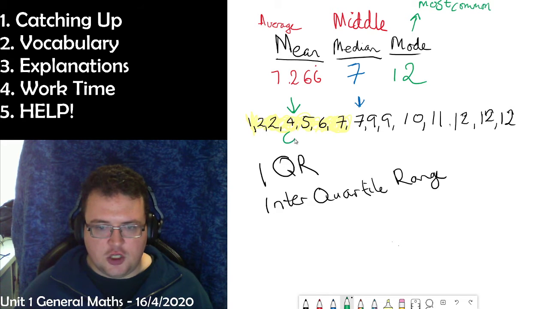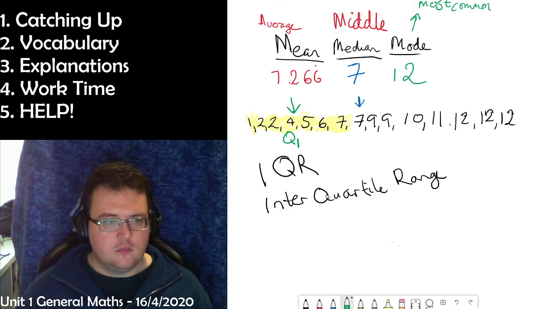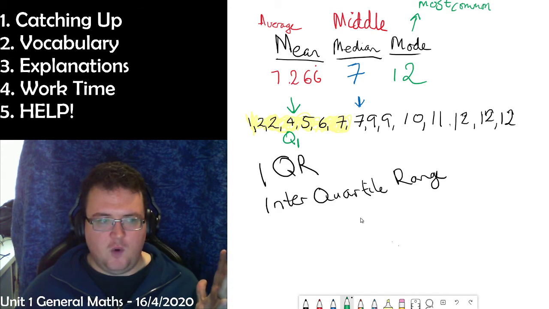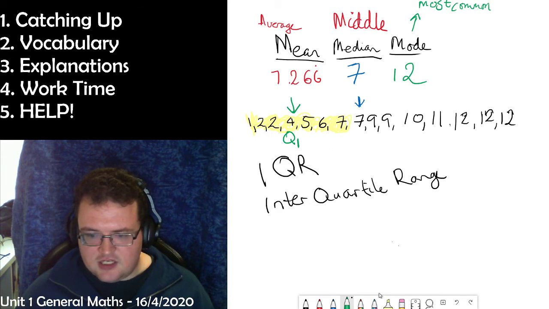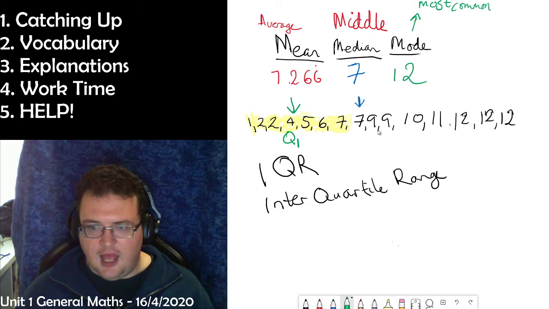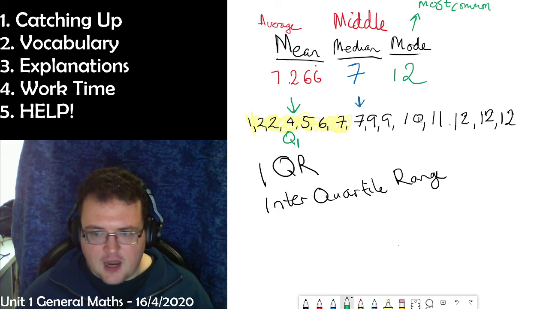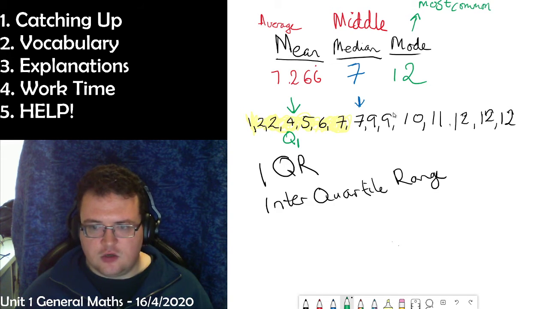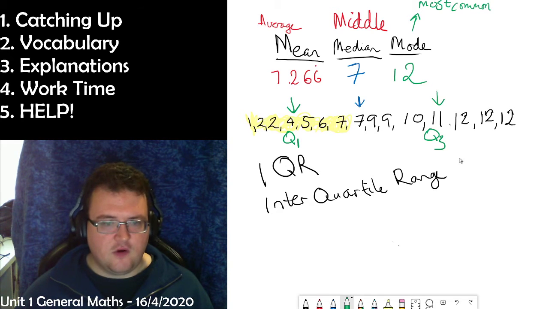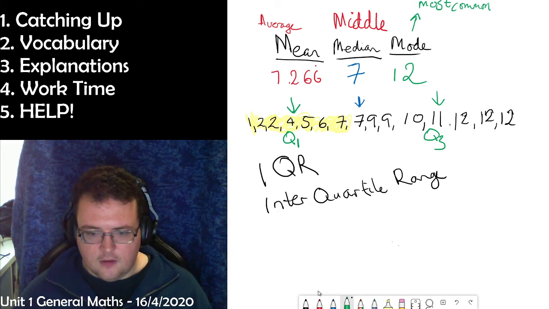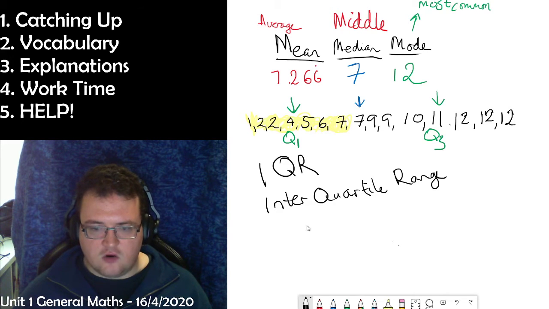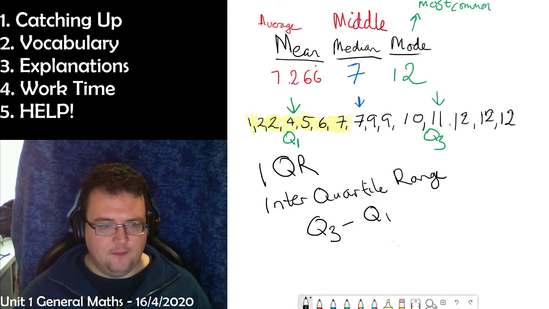We call this one Q1. Now we need to find the top half. Again, 7 numbers, so I need to find the 4th number. 1, 2, 3, 4. I have this one here. The 11 is called my Q3. And the interquartile range is Q3 minus Q1.